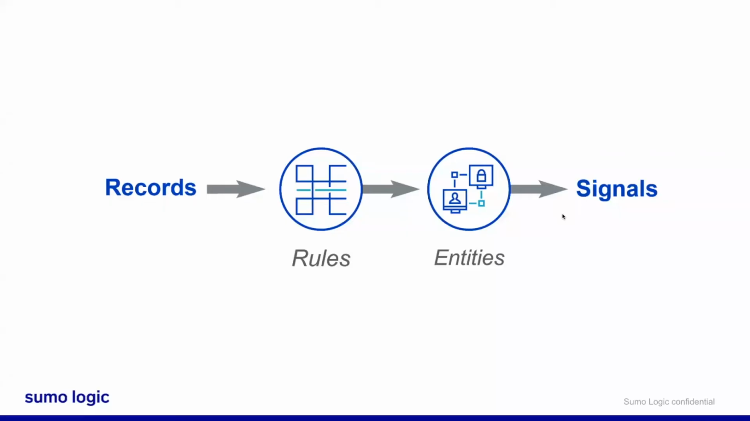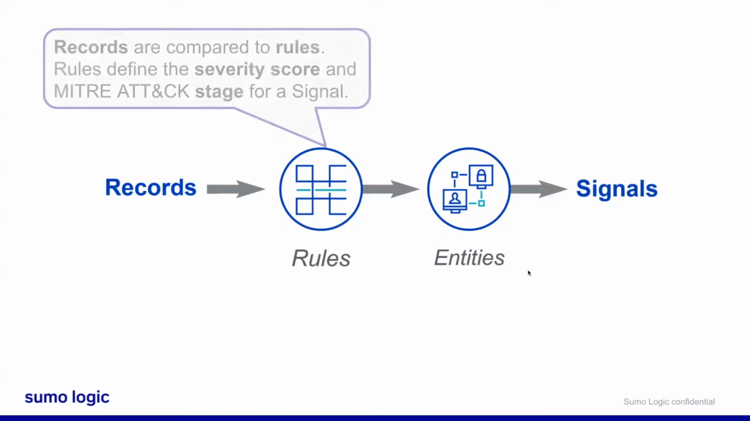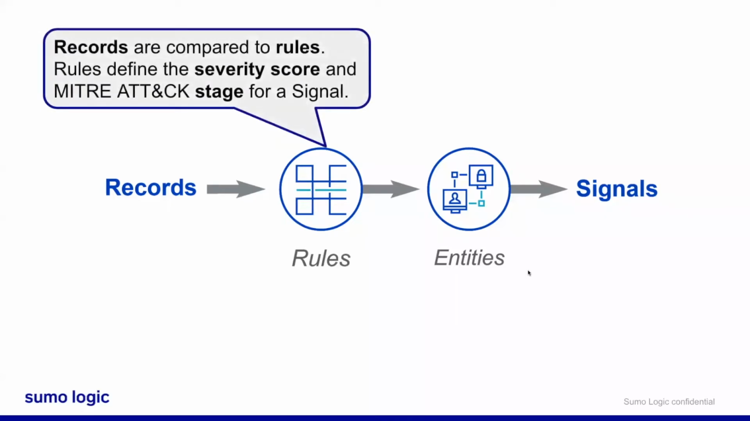So let's continue down that pipeline, if you will. Each record ingested into CloudSIM is going to be compared to hundreds of built-in and custom rules. If a rule triggers, an entity is extracted and a signal is created. If a record matches the criteria specified in a rule, then CloudSIM is going to create a signal.